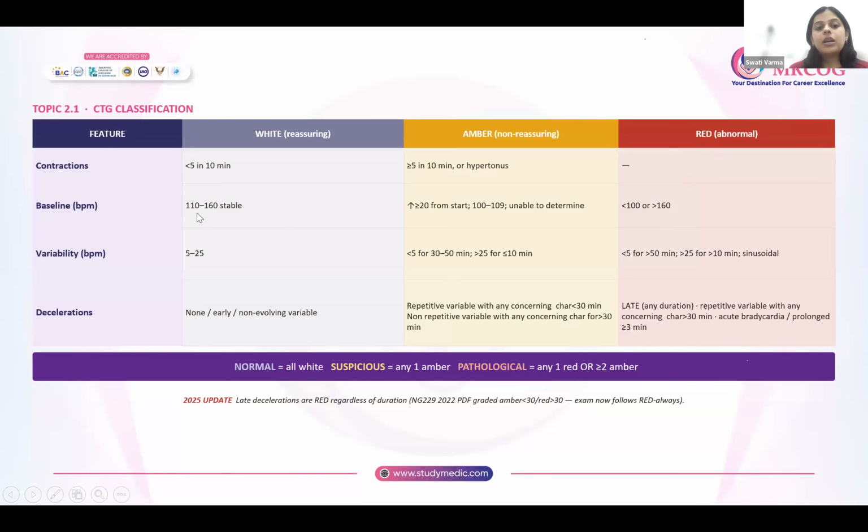Then coming to baseline, 110 to 160 is stable. Again, this thing I would like to highlight that in intermittent auscultation, a rise of 20 was significant, concerning. So here also, if suppose it was earlier 120 and now it has become 150, it has risen by more than 20 beats per minute from start. So it becomes amber, even if the absolute value lies between 110 to 160.